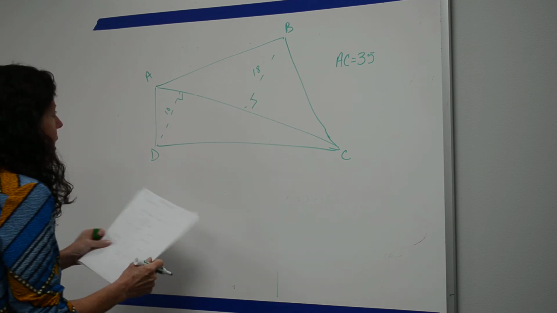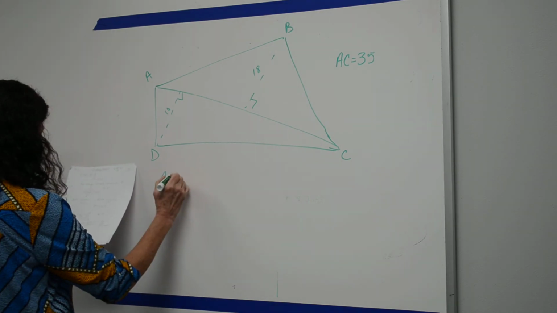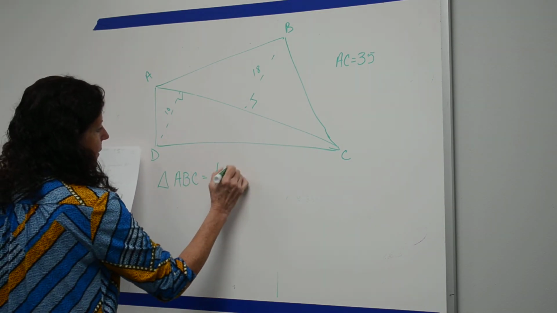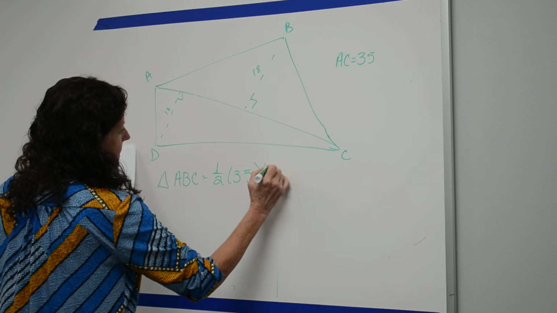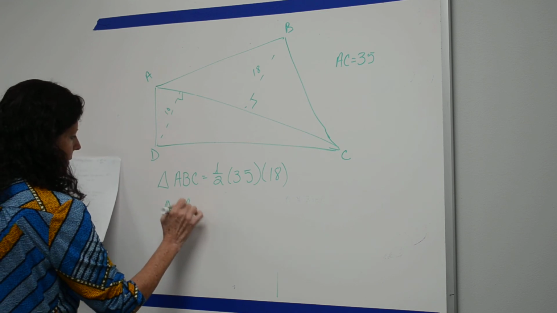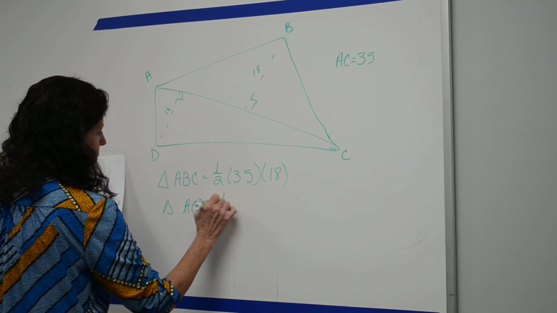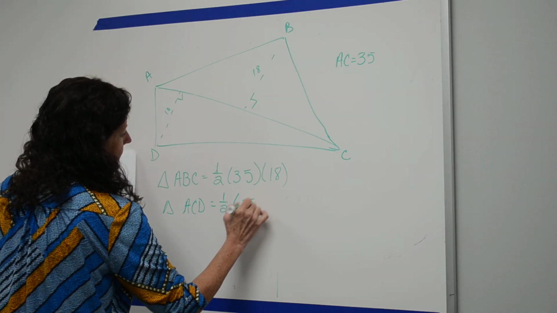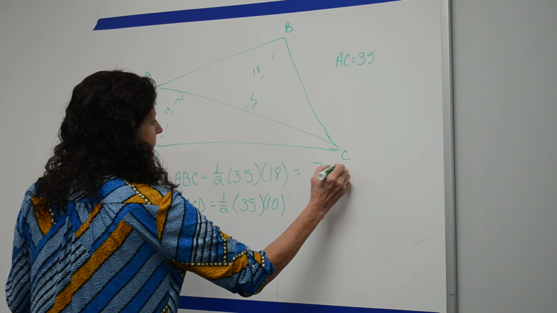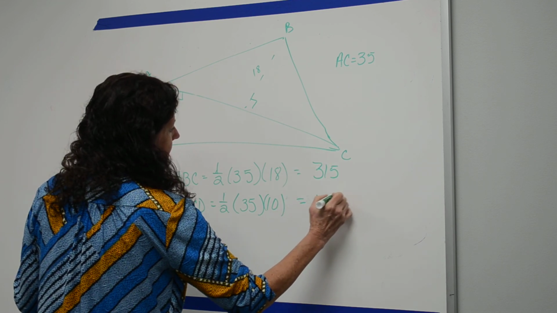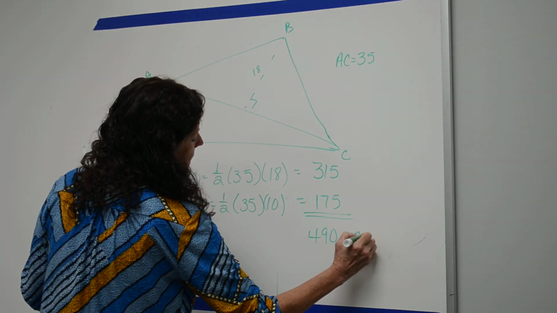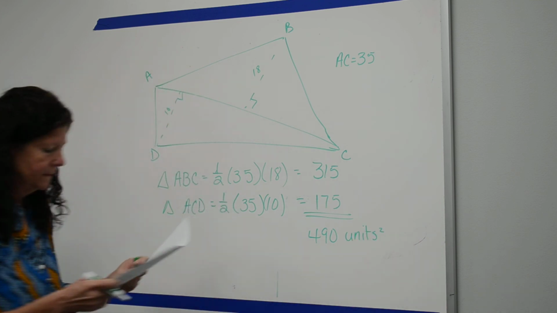All right, the triangle ABC is equal to 1/2 times 35 times 18. And triangle ACD is equal to 1/2 times 35 times 10. The answer here is 315. The answer here is 175. When you add it together, you're going to get 490 units squared.